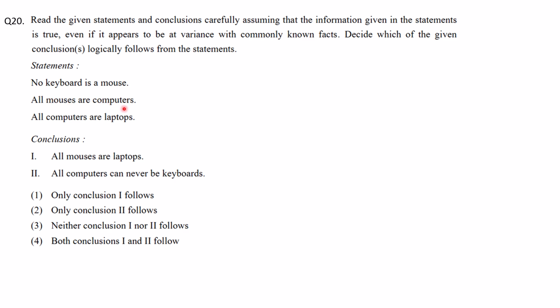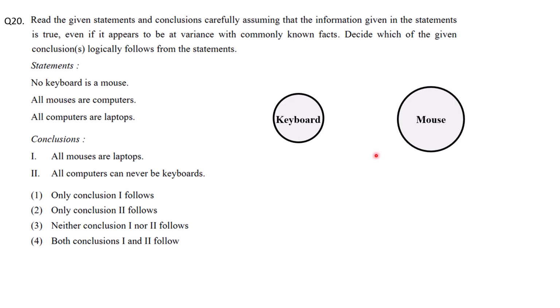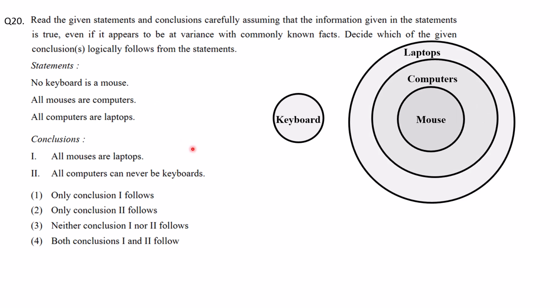First it says no keyboard is a mouse. So both are far apart. Then all mouses are computers. Next, all computers are laptops. Now, see the conclusion. All mouses are laptops. Yes, all mouses are laptops. If you see the diagram, it is clear. All computers can never be keyboards. Yes, all computers can never be keyboards. So from here we can say both the conclusion 1 or 2 follow. So fourth is the correct option.